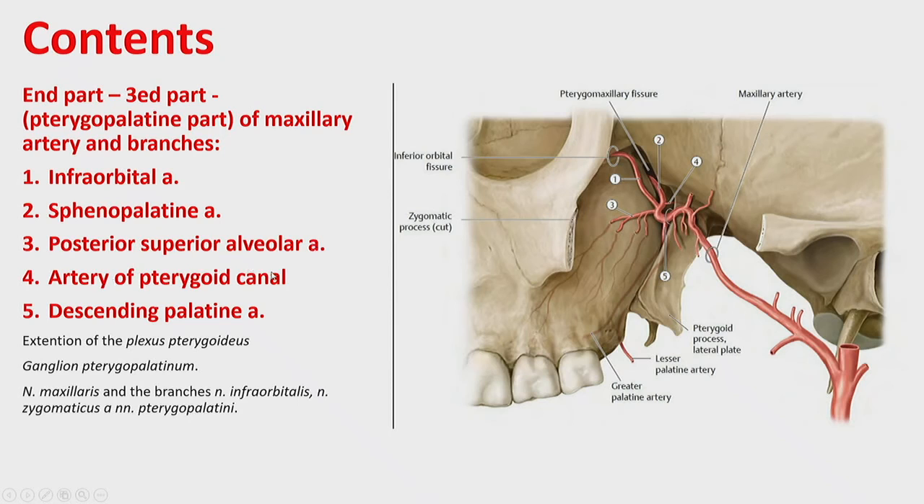Artery of the pterygoid canal to the pterygoid canal, descending palatine artery to the greater palatine canal or pterygopalatine canal. So all of them are the contents of the pterygopalatine fossa, and you will now learn the third part, the branches of the third part of the maxillary artery.